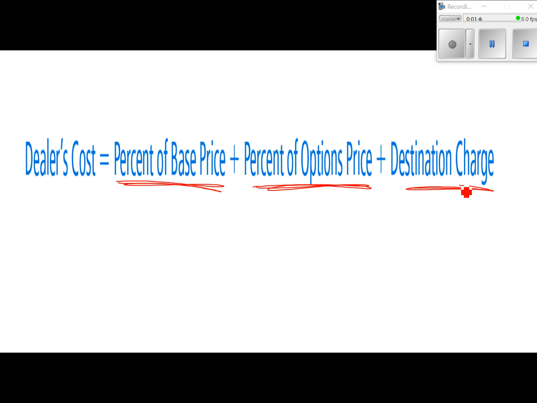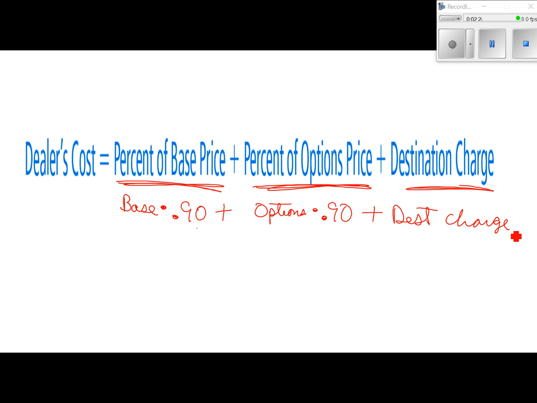So dealer's cost is a percent of the base price, plus a percent of the options, plus the destination charge. Most of these problems are going to tell you the percent of the base price that they pay is 90%. So you're going to take the base price and times it by 0.90, plus percent of the options might be 90% also. So then you take the cost of the options times 0.90. And then you're going to add on the destination charge.